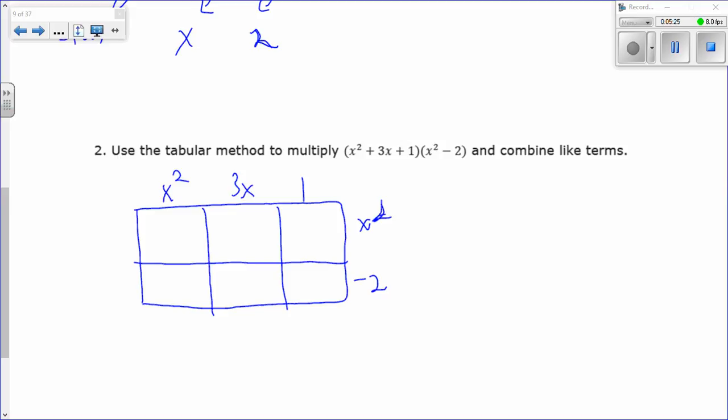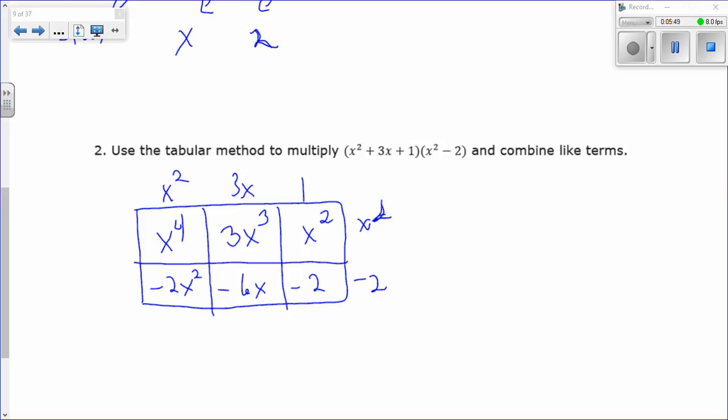And when I multiply, I'll have x to the 4th. X squared times 3x is 3x cubed. 1 times x squared is x squared. Negative 2 times x squared is negative 2x squared. Negative 2 times 3x is negative 6x. Negative 2 times 1 is negative 2.